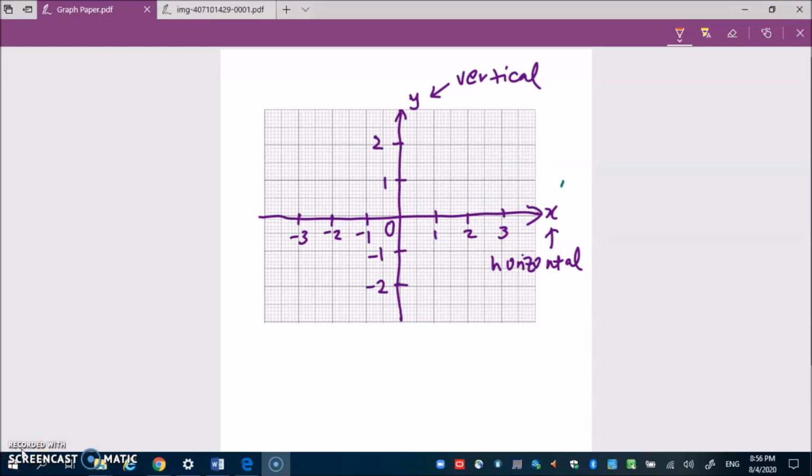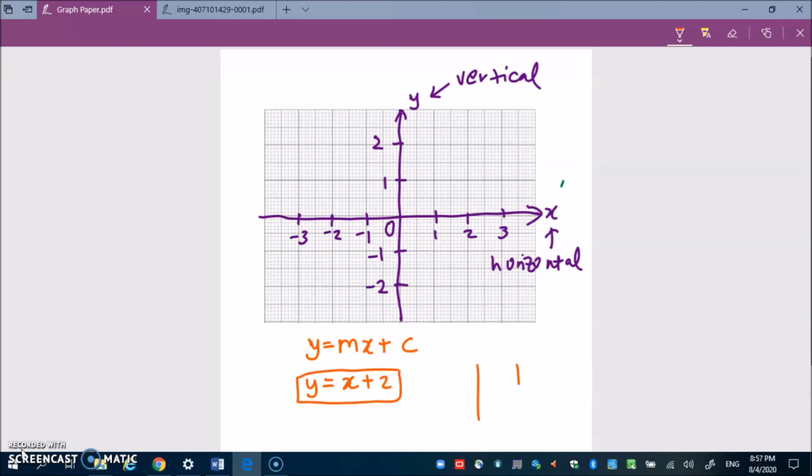So let's try plotting a line over here. Recall that all linear graphs have equations of the form y = mx + c. So for example, let's say I'm given the equation y = x + 2 and I'm told to plot this line. What will I do? Number one, I'll come up with a table of values. A very simple one. For straight lines, I just need 3 points.